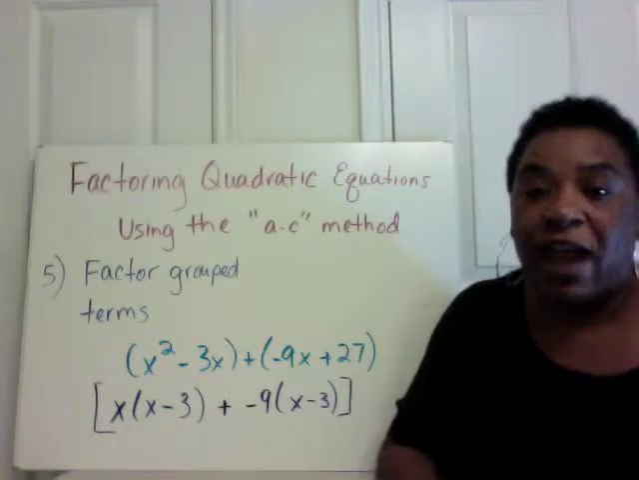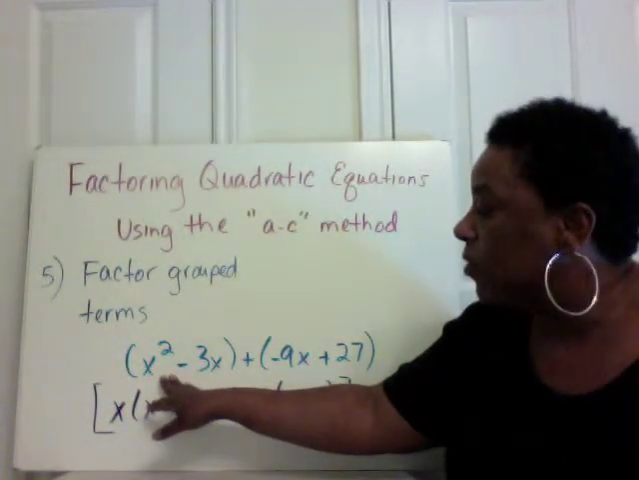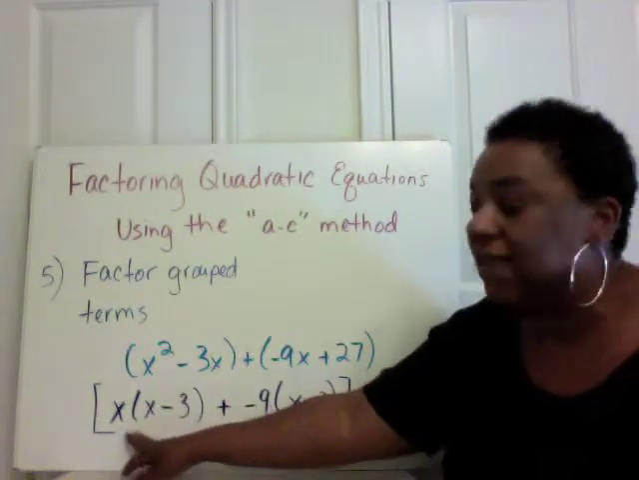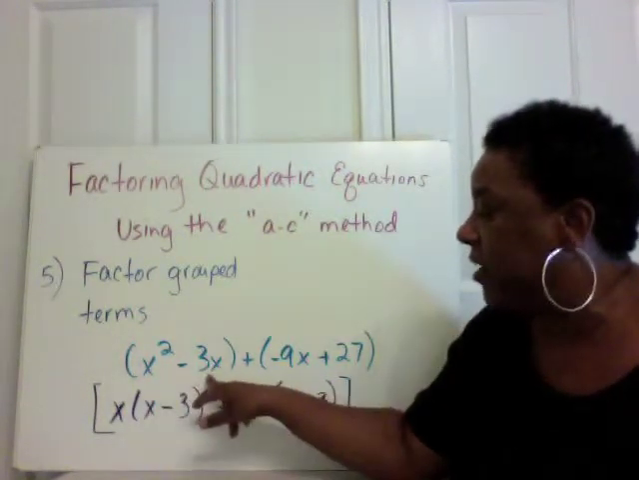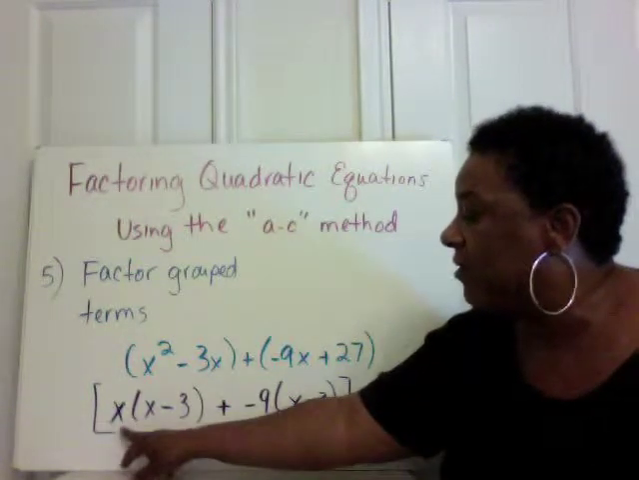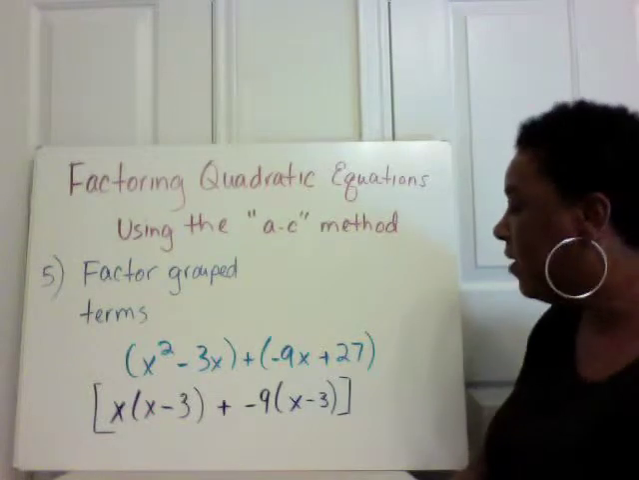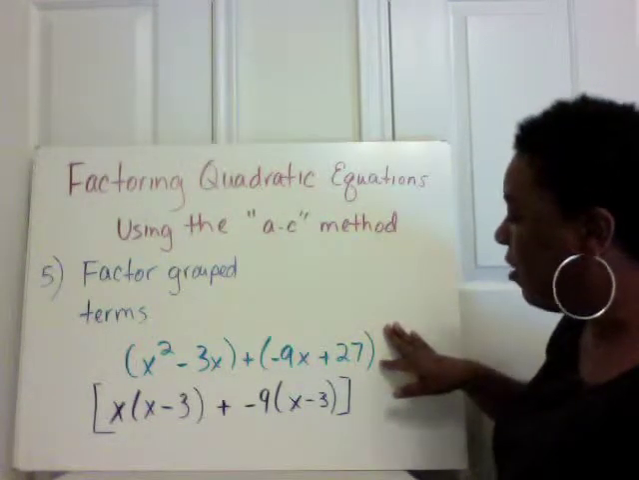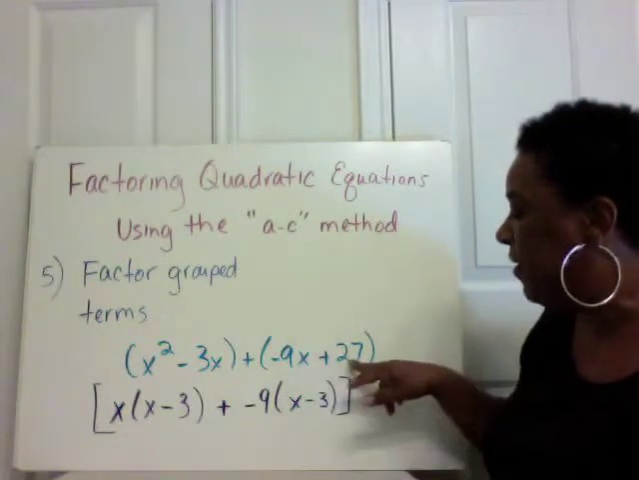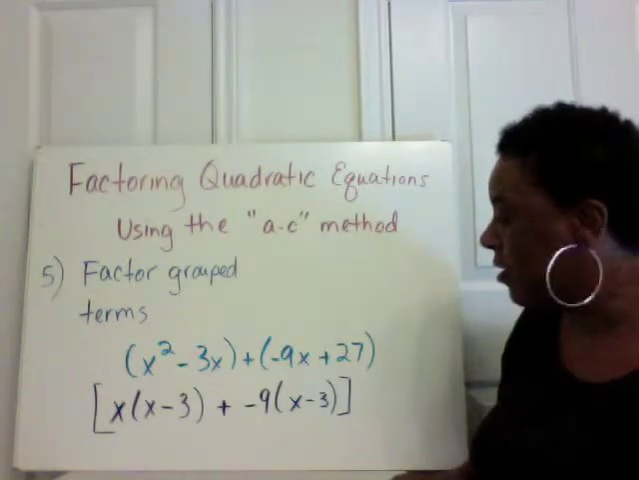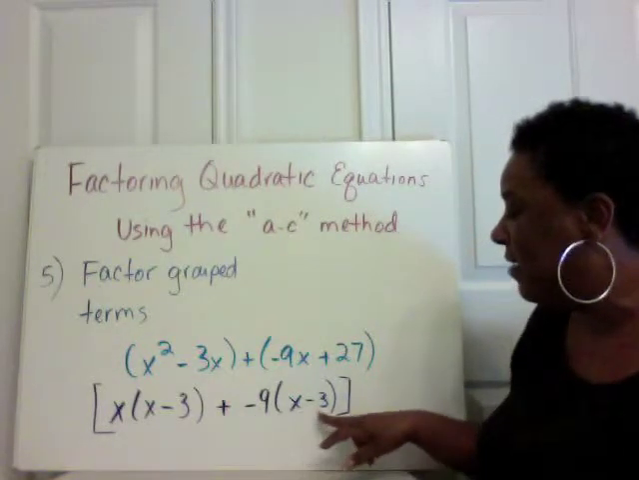Now we can factor our group terms. So our first group, we have the greatest common factor is x. So when we factor x out of x squared and negative 3x, we have x times x minus 3. And in our last two terms, we can factor out a negative 9 out of both of these terms. So we have negative 9 times x minus 3.